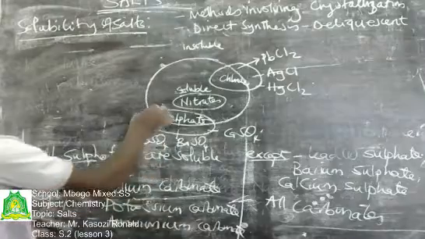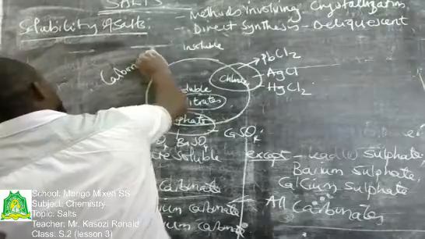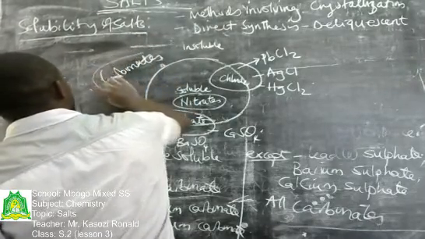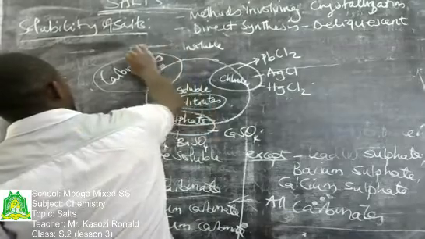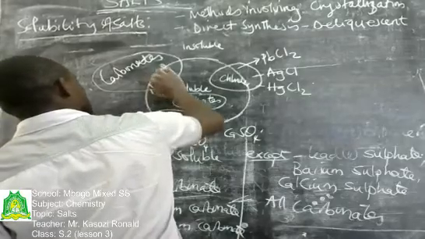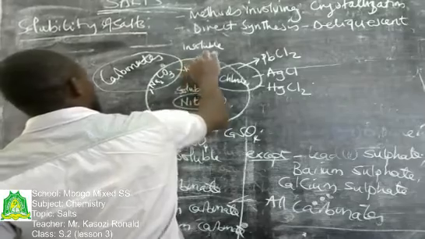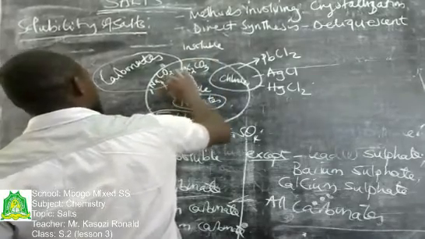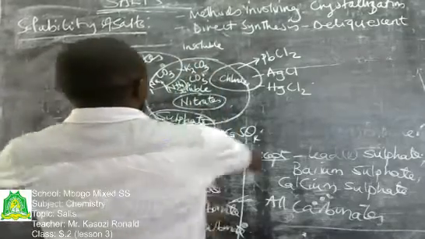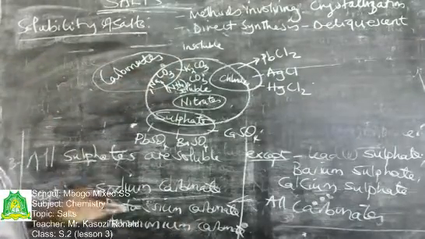Then we have carbonates, but except sodium carbonate, potassium carbonate, and ammonium carbonate. So those carbonates are soluble, then the rest are insoluble.